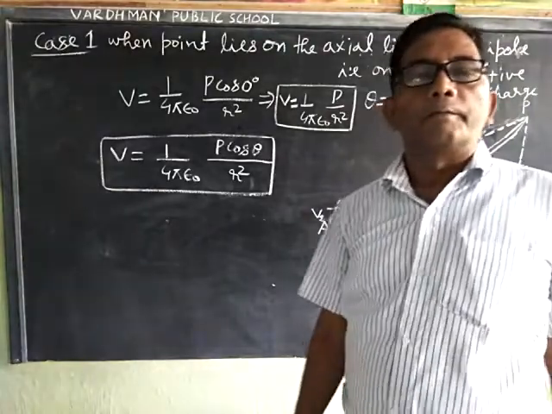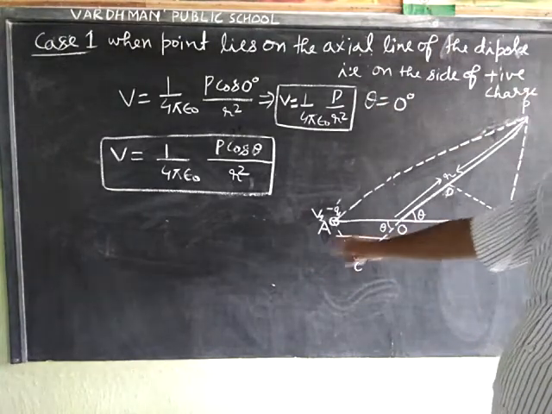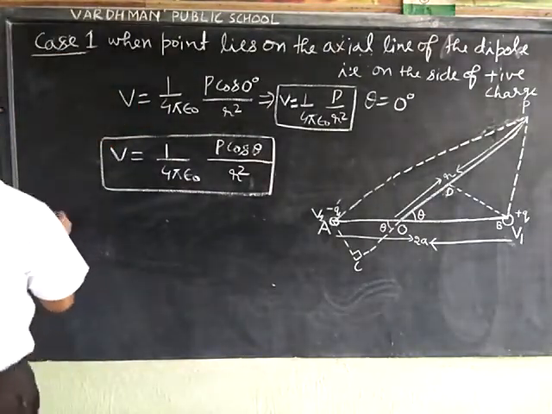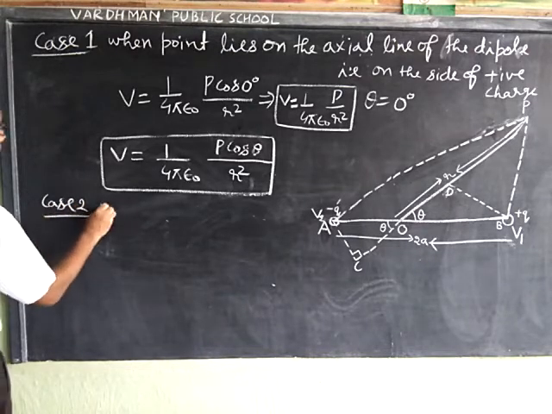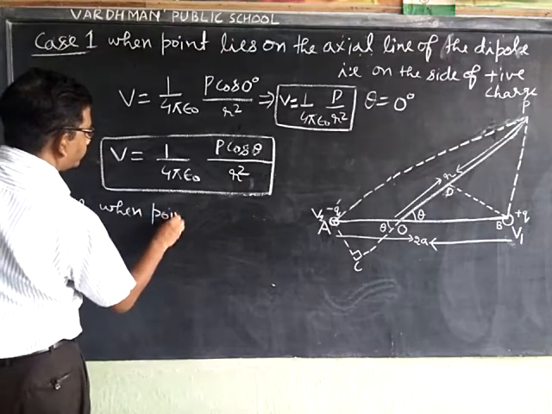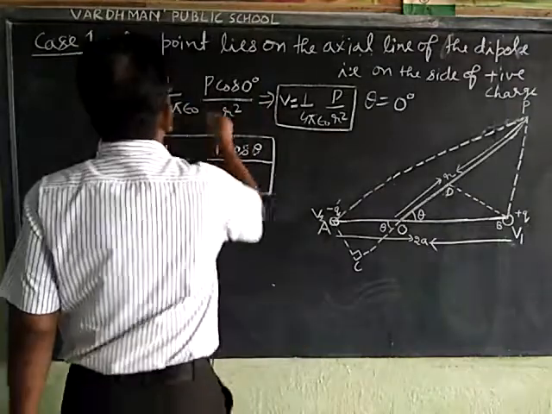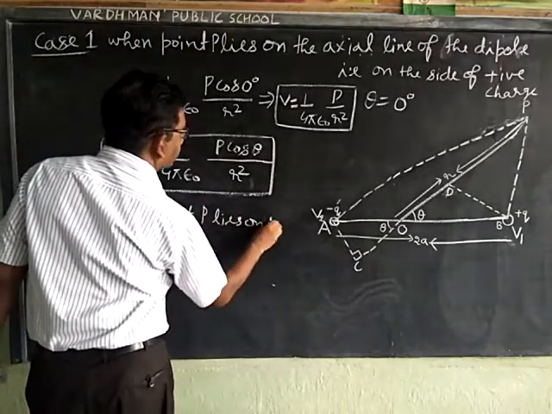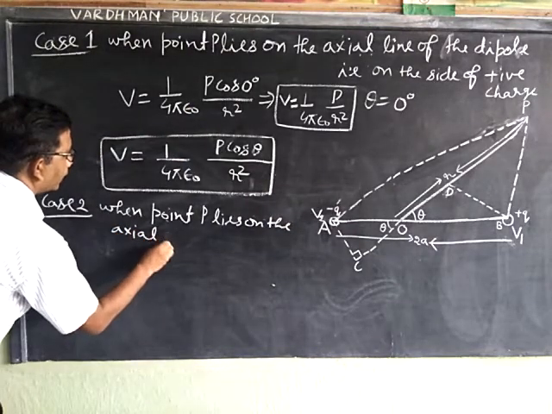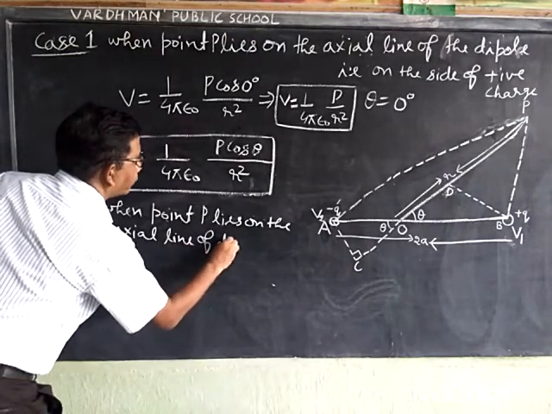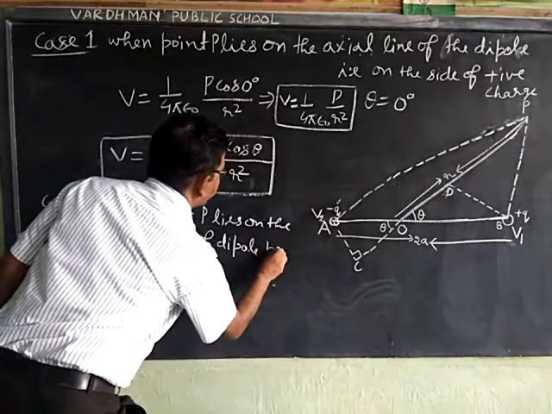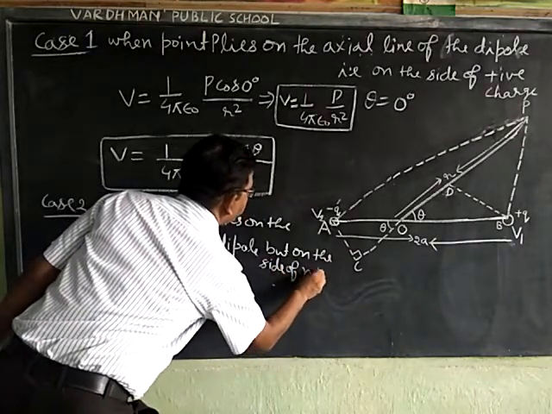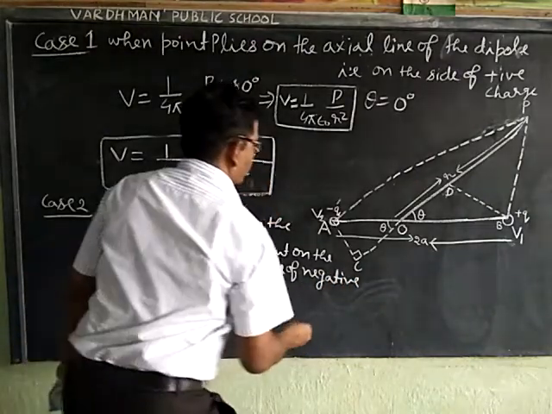Now we will take the second case, when point P lies on the axial line of the dipole, but on the side of negative charge.